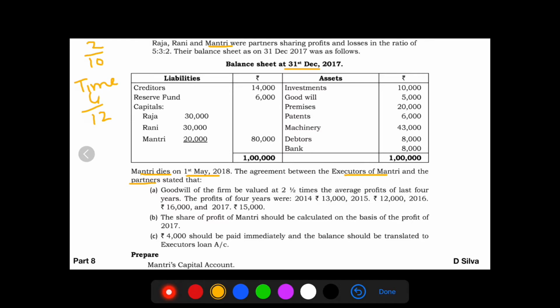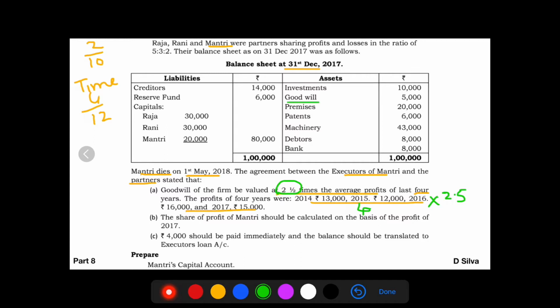Now, in order to calculate Mantri's share of goodwill, in the question they have given us only the information that is related to the value of goodwill, which is 2.5 times the average profit of last 4 years. So 4 years of profit. Write down all the amount. You need to divide this amount by 4, into the number of years of purchase, which is 2.5. So now you have got the firm's goodwill.